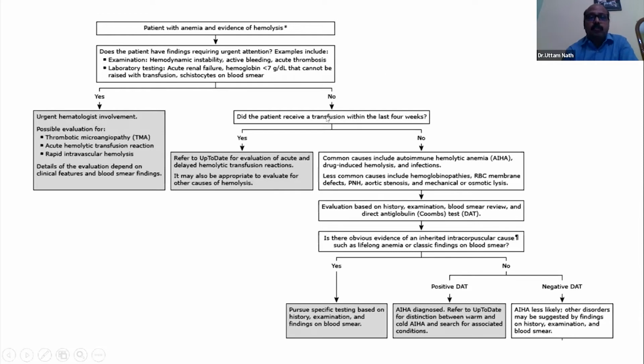So we have to see whether the patient has relatively recently received any blood transfusion or not. If within 4 weeks of the episode there is any transfusion history, then we have to consider transfusion-mediated alloantibodies or delayed hemolytic transfusion reactions. However, if there is no recent transfusion history, then we can consider AIHA, drug-induced hemolysis, infections, and other rare conditions. And again, as I have said, a positive DAT helps us in diagnosing the hemolytic anemia as autoimmune hemolytic anemia.